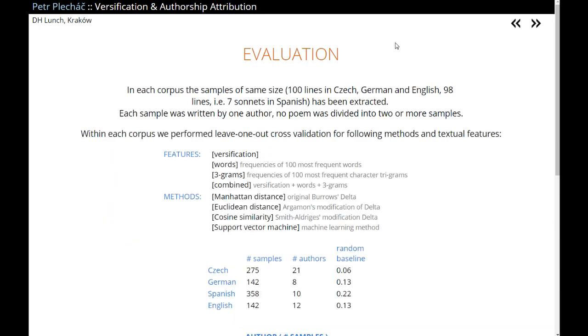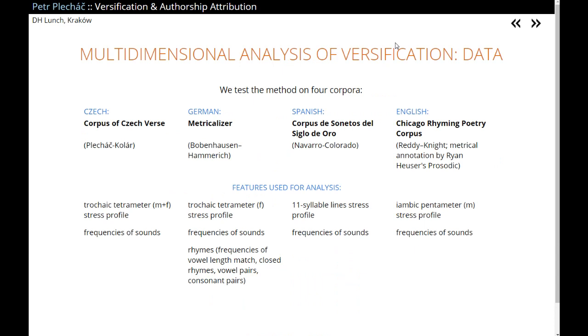But to the features, so the stress profile, I mean, you have a sample consisting of, let's stay with Spanish, 11 syllable long lines. And what you do is simply count the percentage of stresses on the first syllable. So we've got 11 features, right? Yeah, for 11 syllable long lines, you get 11 features. What if you've got these Bézier pairs or something like that? Yeah, that's a drawback of this method.